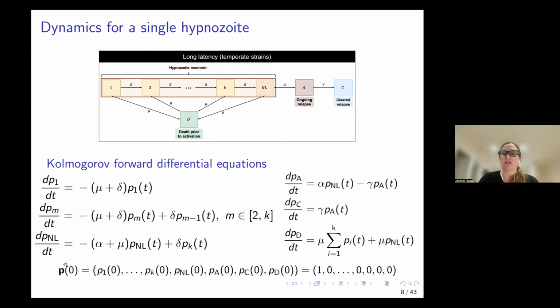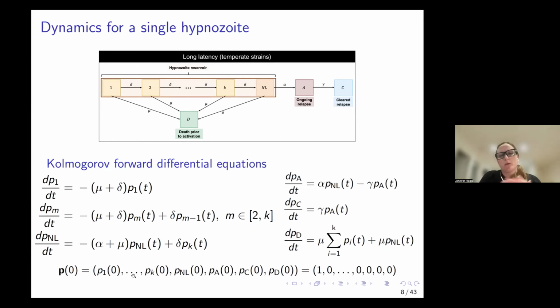The initial condition is that the hypnozoite enters into the first latent state. So that's the state at which it's sleeping when it first enters the liver. So the initial condition is that with probability 1, it goes into the first latency class.